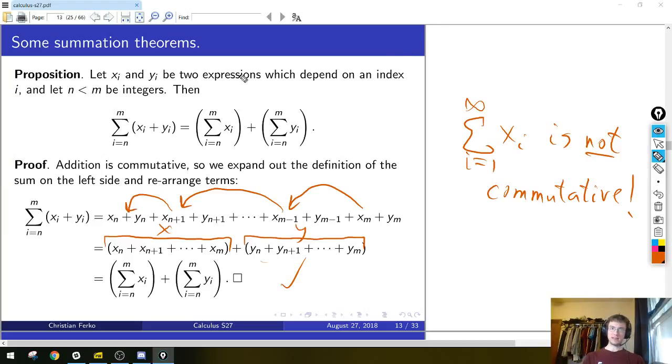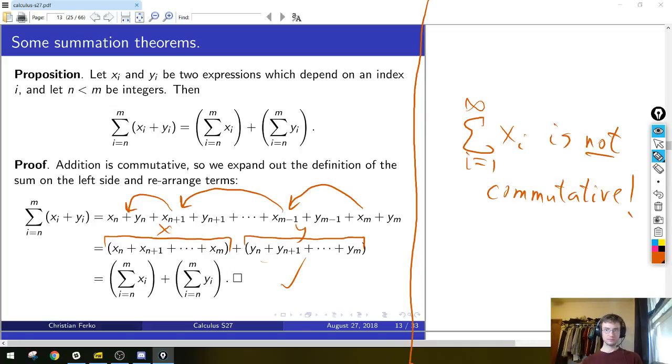So, again, it seems obvious, and it is obvious in the finite case, but I just want to stress that we shouldn't get too cavalier about this and assume that it works in lots of other cases. But anyway, okay. Questions here?